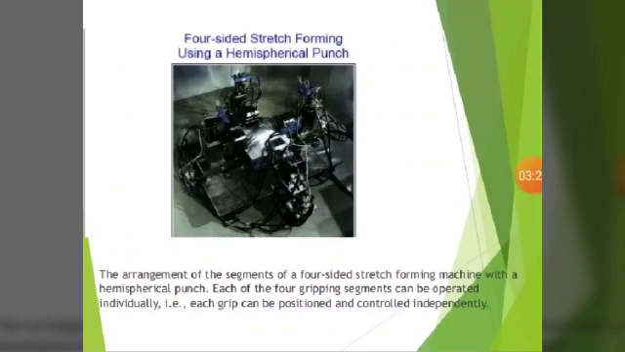4-sided stretch forming using a hemispherical punch. The arrangement of the segments of a 4-sided stretch forming machine with a hemispherical punch: each of the 4 gripping segments can be operated individually. That is, each grip can be positioned and controlled independently.